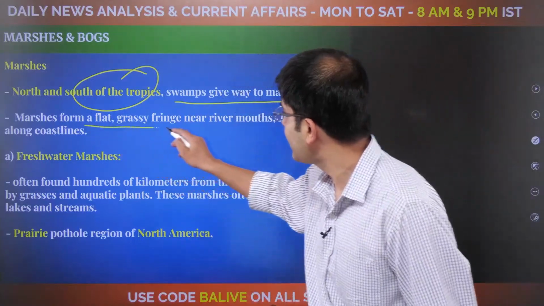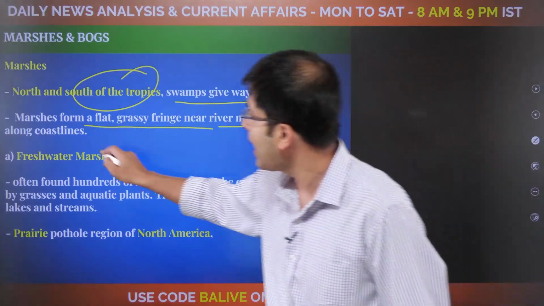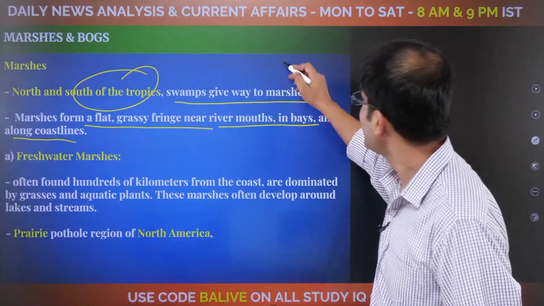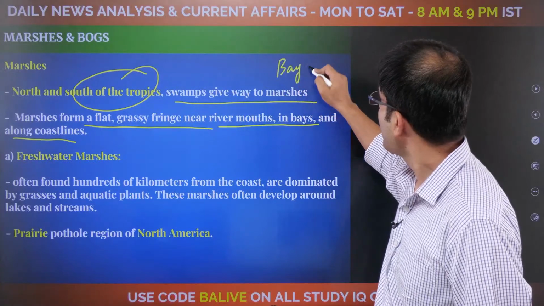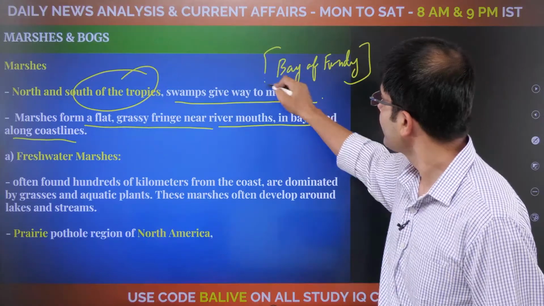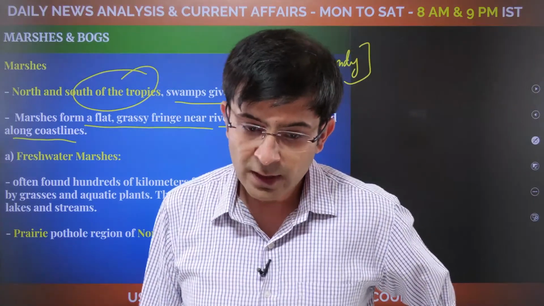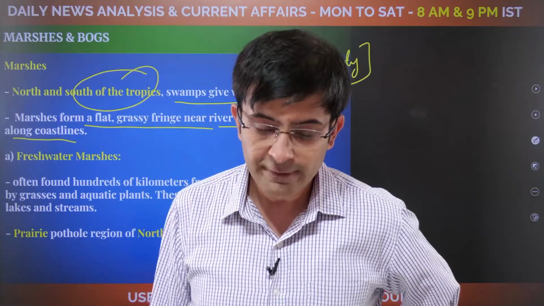Marshes form a flat grassy fringe near river mouths in bays and along coastlines. So, you must have heard of this, the Bay of Fundy. Have you heard of this, guys? The Bay of Fundy. Freshwater, Wooler Lake. Correct, actually it's the largest freshwater lake in fact.